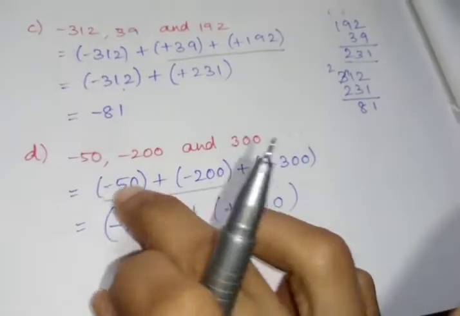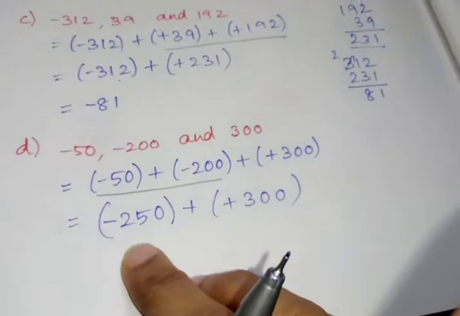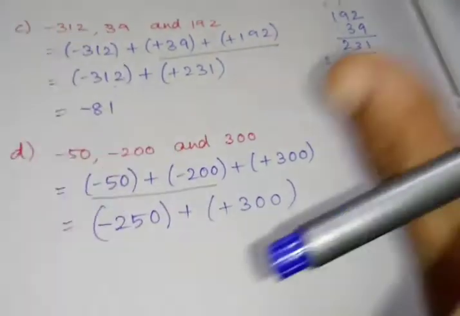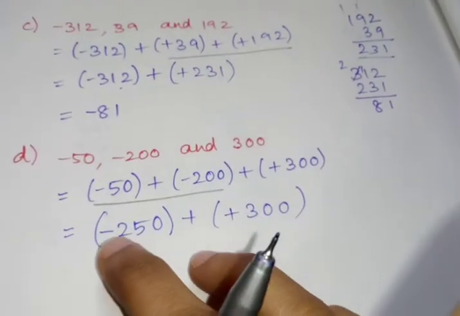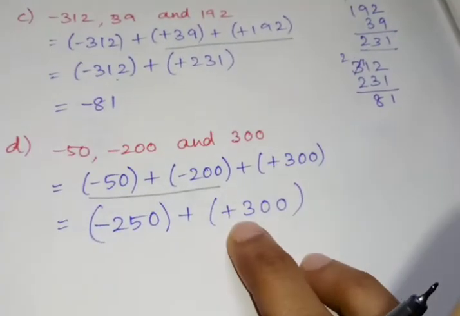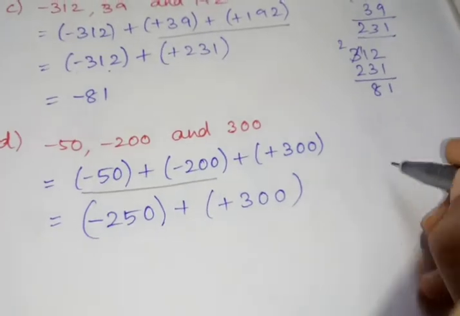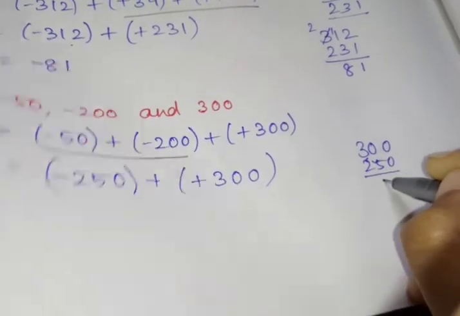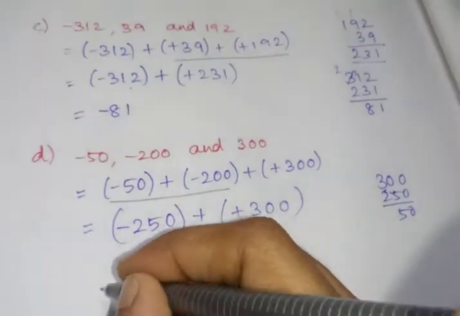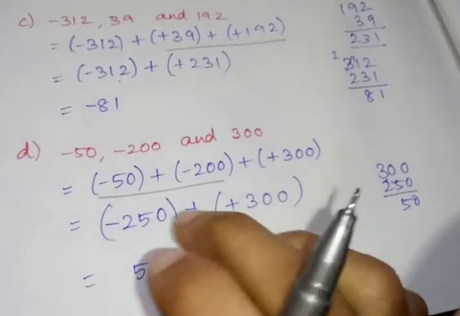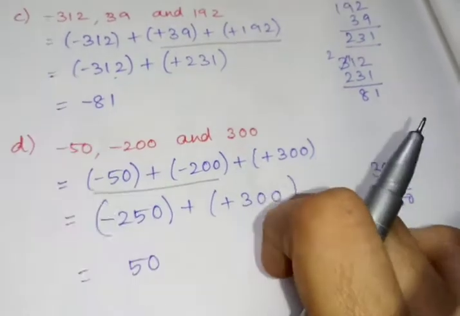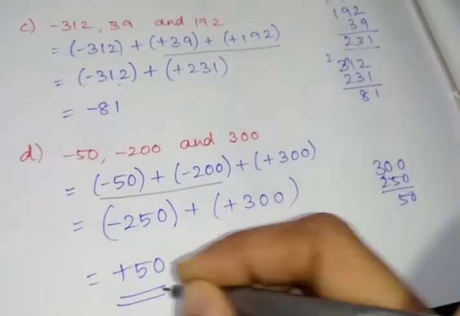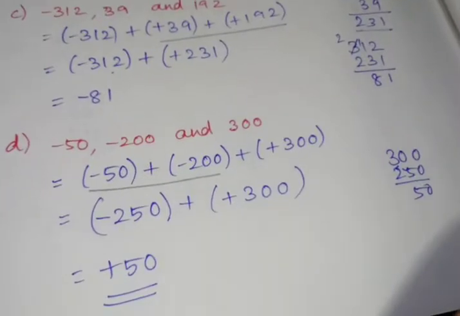Is it correct? I have done these two first. Why? These two have the same sign. These two have different signs. That's why I did it last. See here, minus, plus. What will you do? You will subtract it. 300 minus 250, the answer is 50. What is your greater number, 250 or 300? 300. What is the sign of 300? Plus. Answer is plus 50.